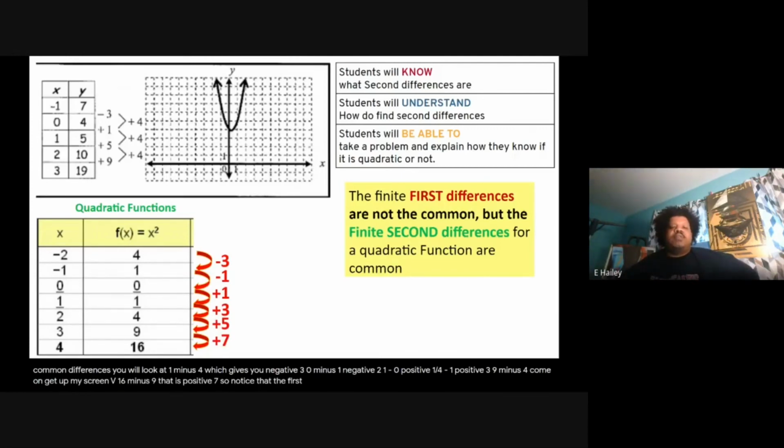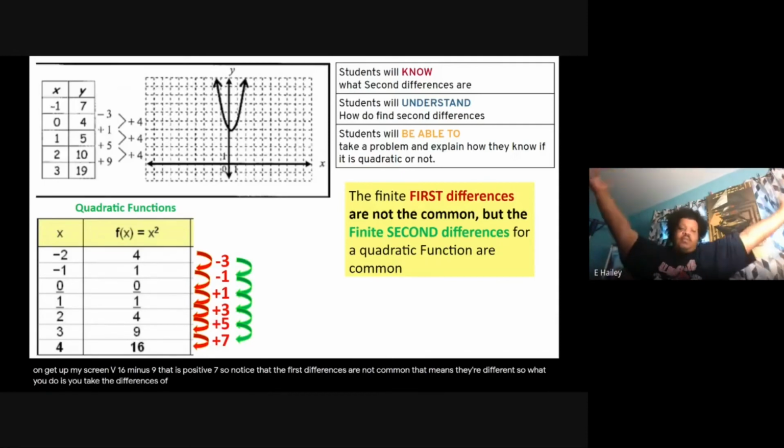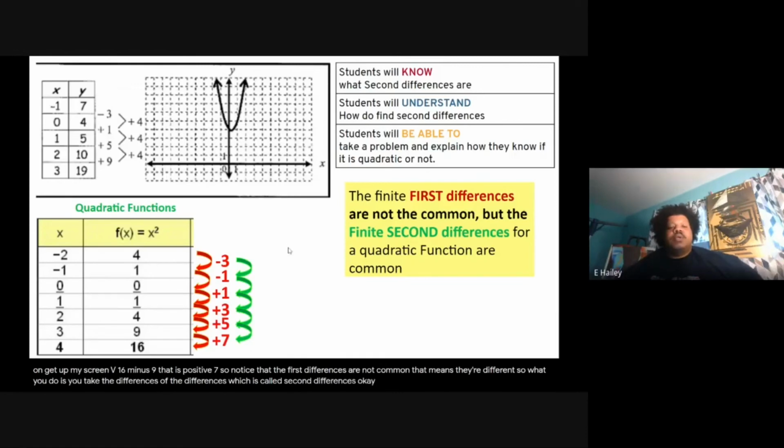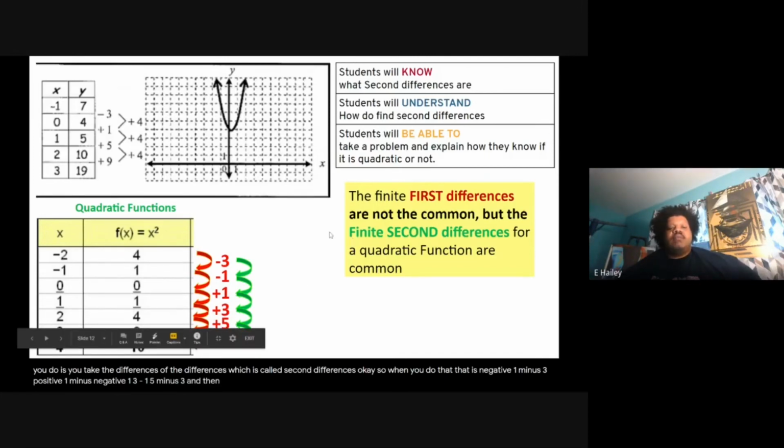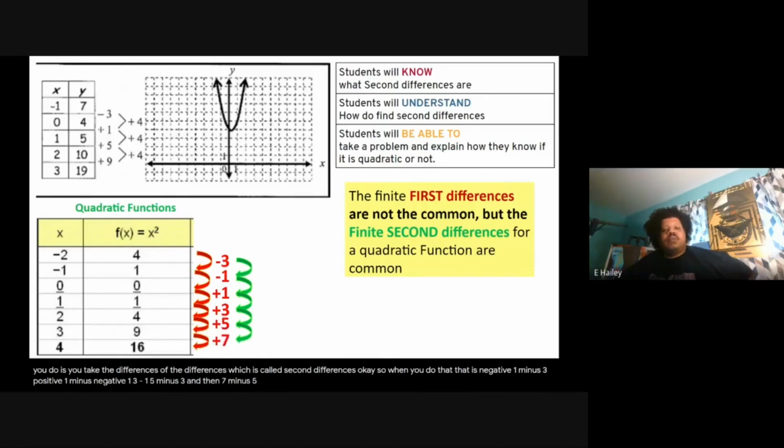So notice that the first differences are not common. That means they're different. So what you do is you take the differences of the differences, which is called second differences. Okay. So when you do that, that is -1 minus 3, +1 minus -1, 3 minus 1, 5 minus 3, and then 7 minus 5. Okay, all of those will give me a +2. So the finite second differences are common.